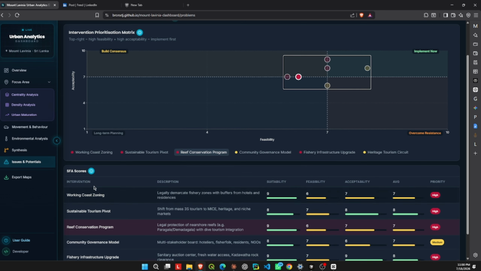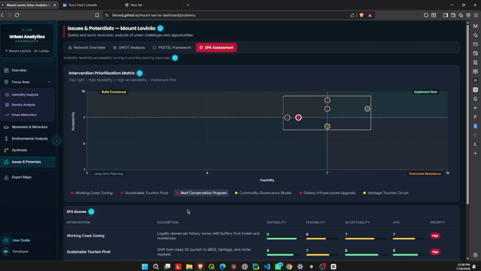The key points we can take from this SFA assessment: the fishery infrastructure upgrade leads to high accessibility, right? Auction center, there is no proper auction center for the fisher folks as well. The second key point is working coastal zoning and reef conservation, right? The third one is the sustainable tourism pivot, right? And then the fourth one is the community governance model, right?